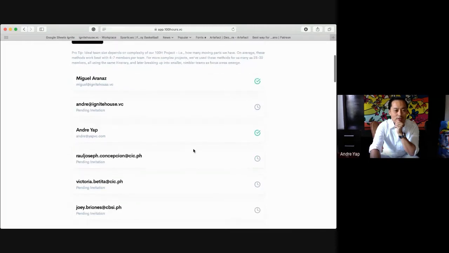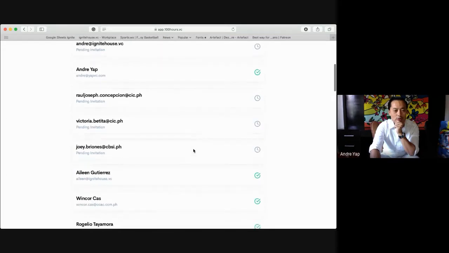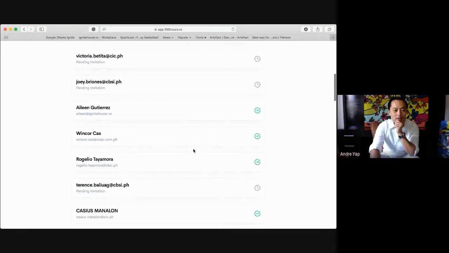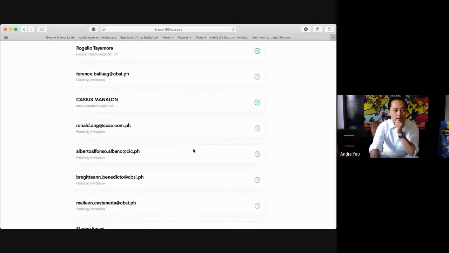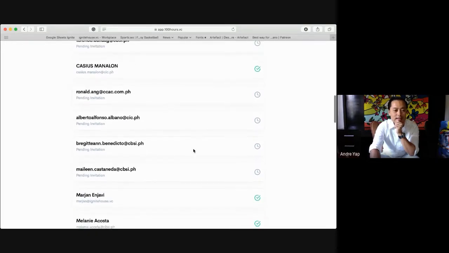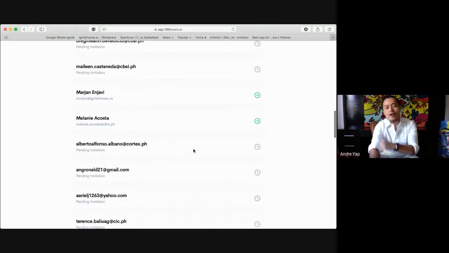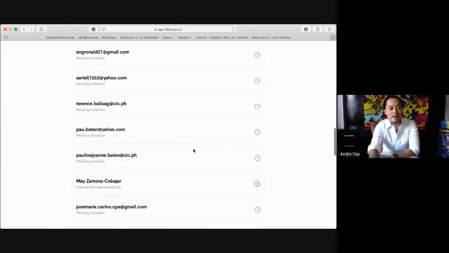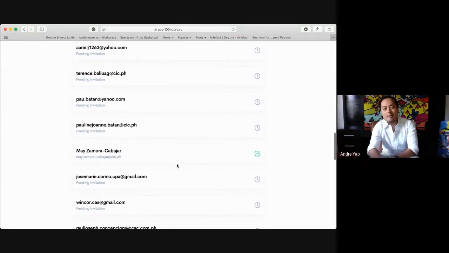So the collaborators in this project are Jojo, Vicky, Joey, Wincor, Bong, Tayamora, Teng Baliwag, Cassius Manalon, Ronald Ang, AA Albano, Bat, Mylene, Melanie Acosta, Ronald, and so forth. So some of you have not gotten the email alerting you that you are in this session. But let's go around. Maybe we can hear from Jojo again and then from his people.